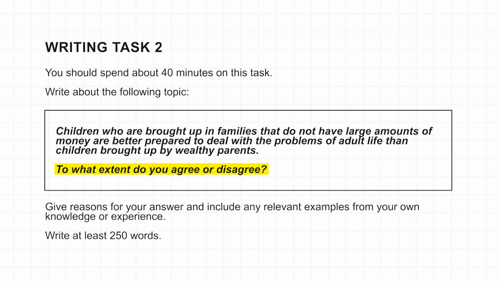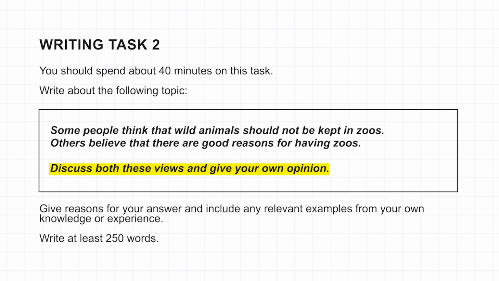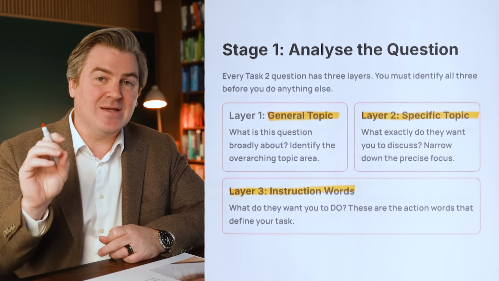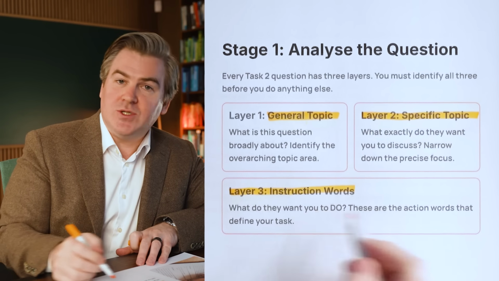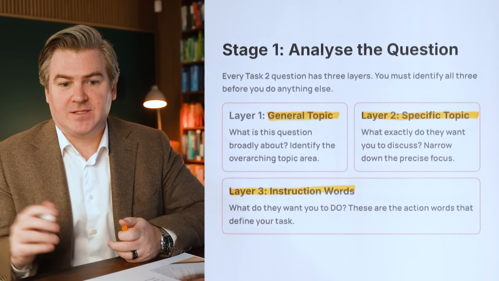Some questions might say, give your opinion. Other questions might say, discuss 2 different opinions. Others might say, what are the causes and solutions? They are telling you exactly what they want to know. And most students don't actually pay attention to this and just write very quickly, as much as they can, about the general topic. Do not do that.